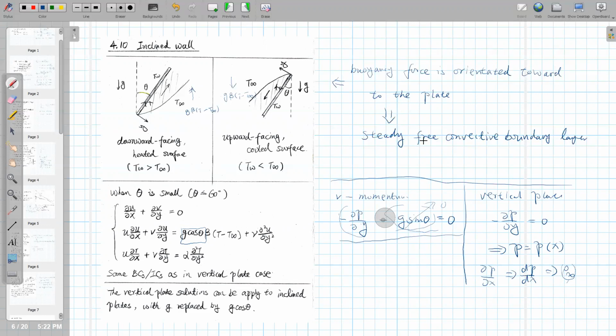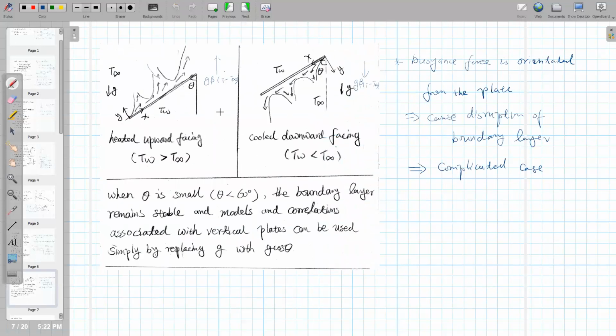So this is the case when you have the buoyancy force orientated toward the plate. For the other case, when you have the buoyancy force orientated away from the plate, trying to leave the plate, we can also study the effect of theta. When theta becomes smaller, the problem will be closer to the vertical plate case.